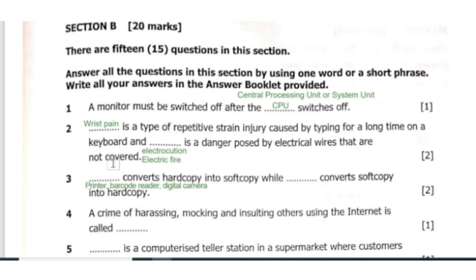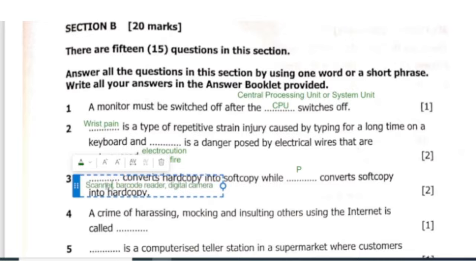Now we go to this one. Which one can we use to convert soft copies into hard copies? The first one I wrote here was printer. Sorry, that was a mistake. It should be scanner.